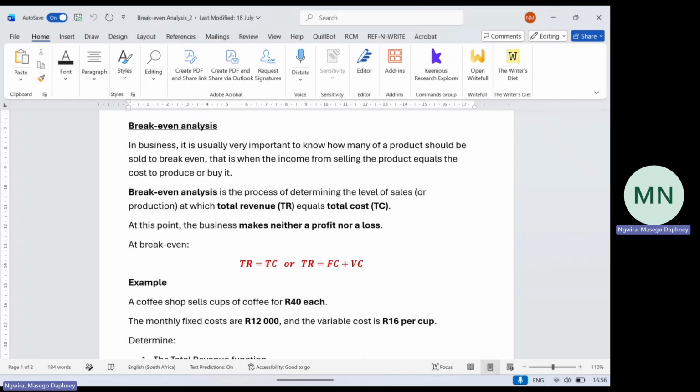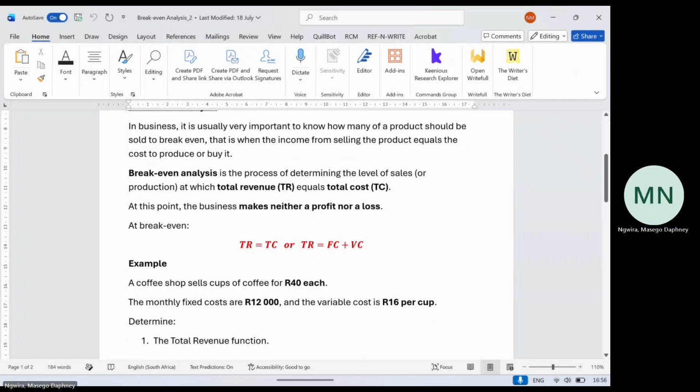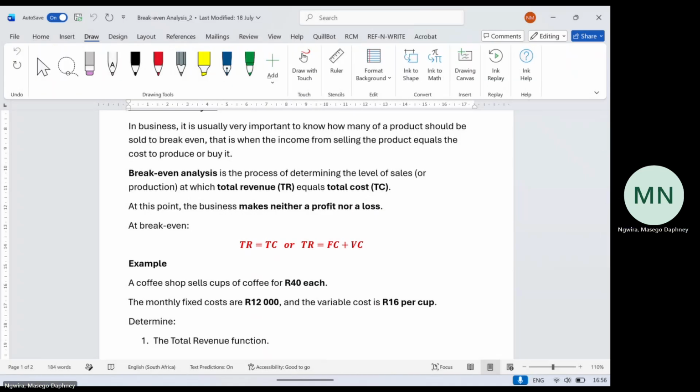At break-even, we have this formula: TR is equal to TC. TR is equal to FC plus VC. Why? Because we know that our total cost is equal to fixed cost plus variable cost. So it depends on what you're given to choose between these two formulas.